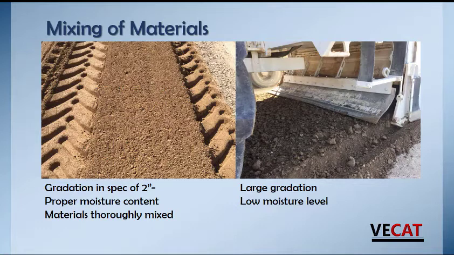Here are two examples of good and bad gradation. On the left side, as you can see, we're well below our 2-inch minus. Our moisture looks good. We've got nice, clean tracks from the rear tires making imprints. They're clean edges. They're not falling over because they're too dry. And on the right side, we've got loose, large gradation, low moisture level. You can see the material's falling down the hill because it doesn't have any moisture to keep it up.